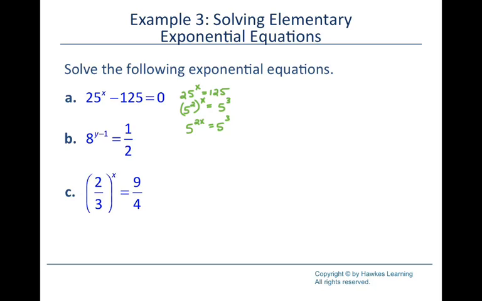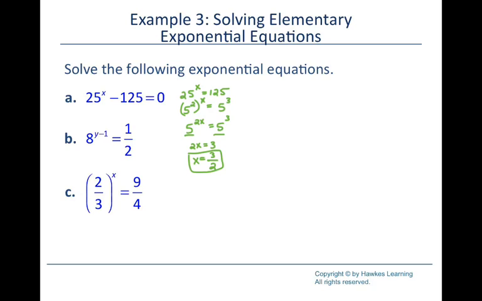Since our bases are the same, we just set our exponents equal. 2x equals 3. And so x will be 3 halves. And that's our answer. Okay.